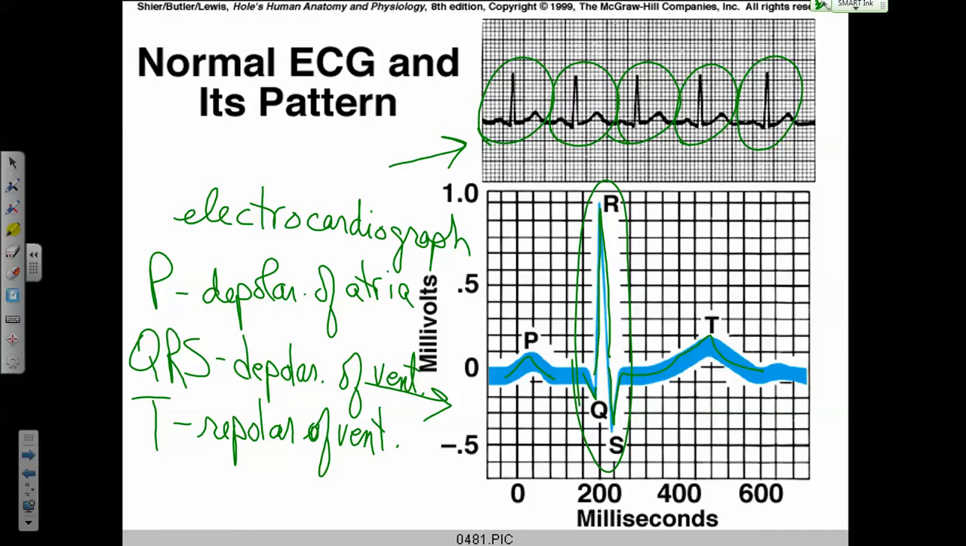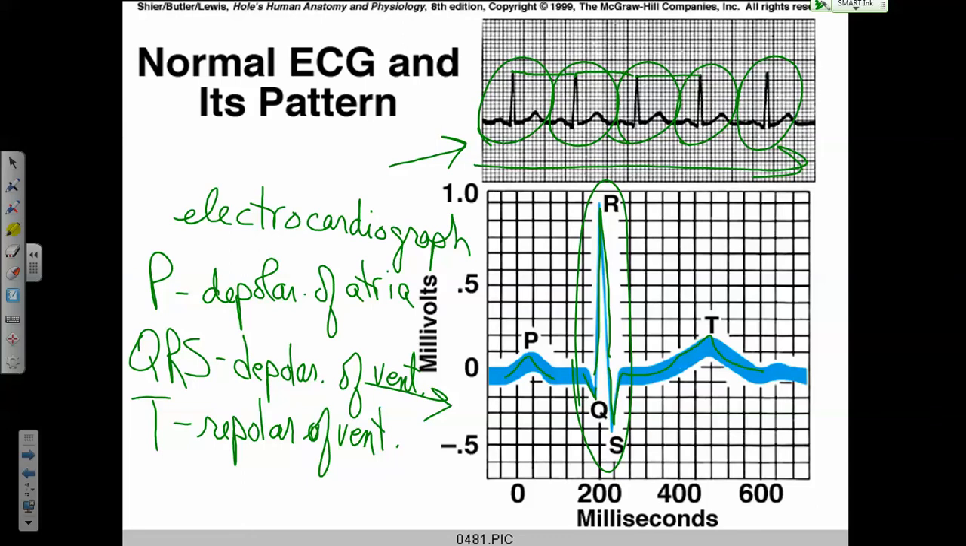But anyway, they measure this. You can also look at how long a period of time between this and this, and then between this and this, and this and this, and you could figure out the heartbeat based on that. Or you could take a whole minute's worth of the graph and just add up your cardiac cycles and figure out the heartbeat.